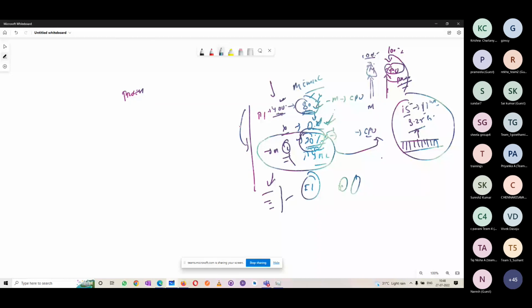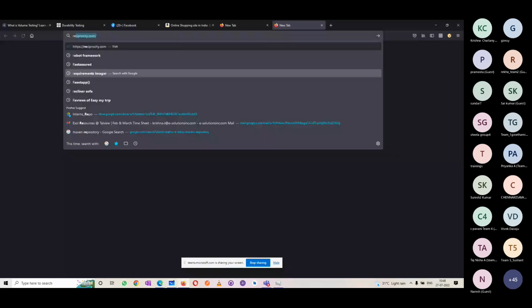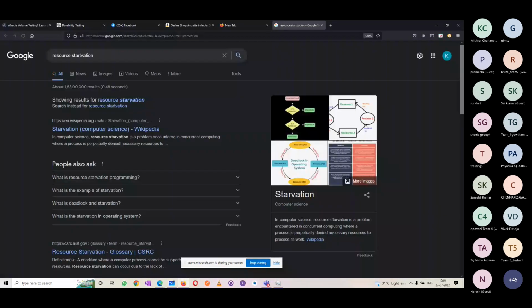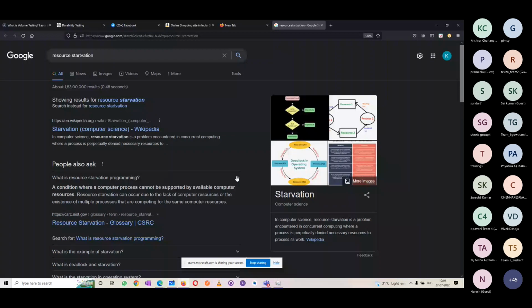Okay. So the next pointer which I wanted to tell about is resource starvation. What do you mean by starvation? Hungry, feeling hungry. See, for example, you are so hungry, but you are not getting your food. Then that is called starvation, right? The resource starvation.